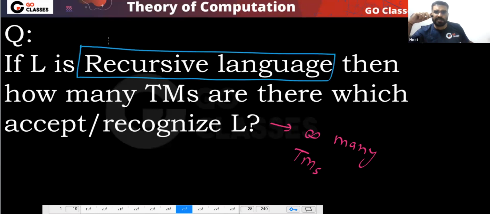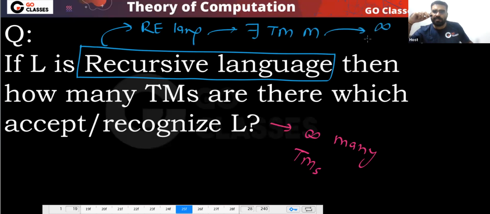This is also an RE language, right? So there exists a Turing machine. Now again, you can create an infinite number of Turing machines from this. Infinitely many Turing machines you can create. Okay, so this is the idea.